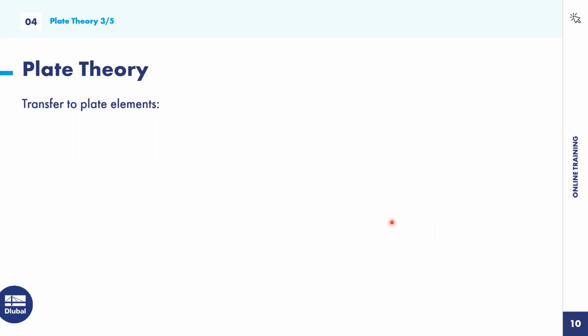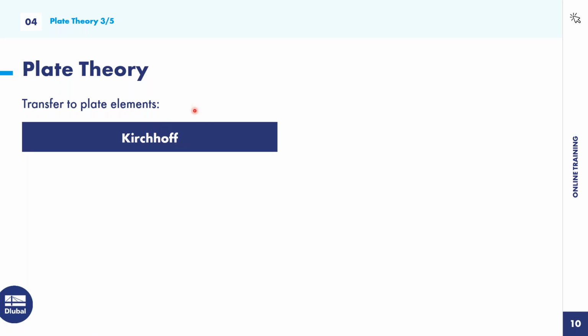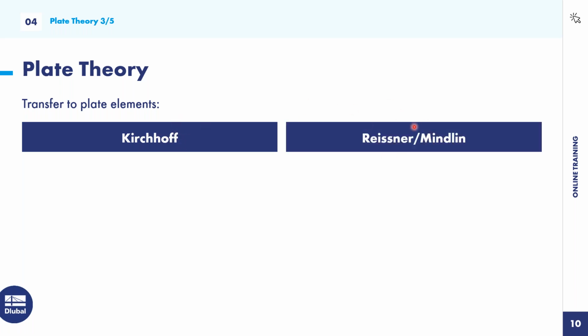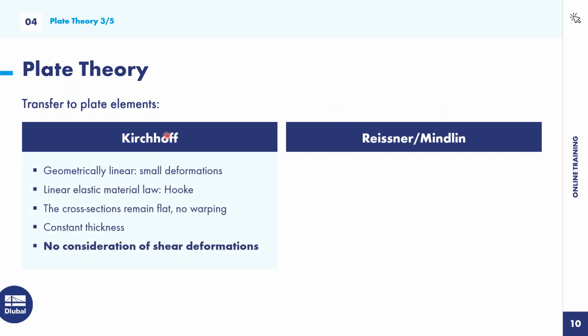This beam theory we can also transfer to the plate elements. On the left side, similar to the Bernoulli beam, you have the Kirchhoff theory, and similar to Timoshenko, the Reissner-Mindlin theory. For the Kirchhoff theory, here is some information on what we are referring to. We have geometrically linear, which means we are looking just at small deformations, and a linear elastic material law, so we are using Hooke's law. The cross sections remain flat, so we have no warping, and also constant thickness. And also no consideration of shear deformations.